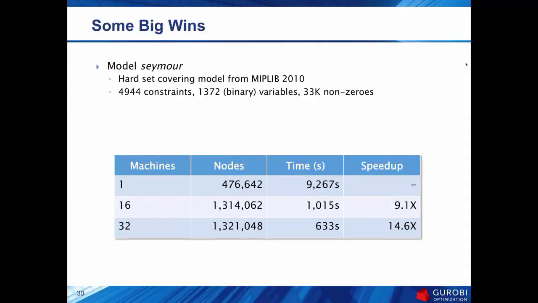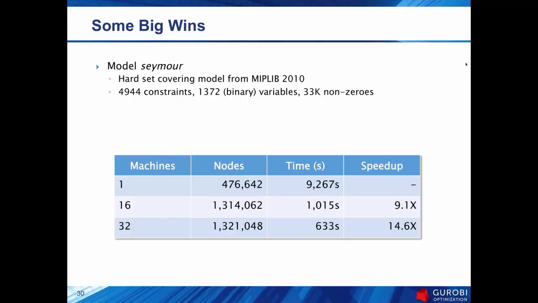Here's an example of a model that you could find in the MIPLIB model library. Somebody just a few days ago asked this question on the Gurobi discussion group: are there any models that get a big win? And in fact, here's one where solving the model with just one machine takes over 2 hours. But if we go from 1 machine to 16 machines, we get over a 9 times speedup. We get it under 30 minutes.